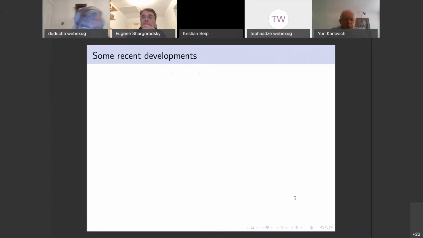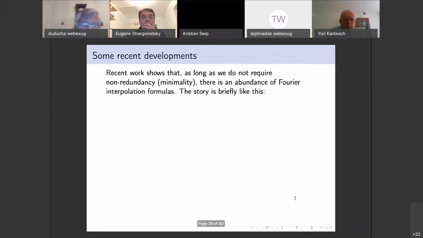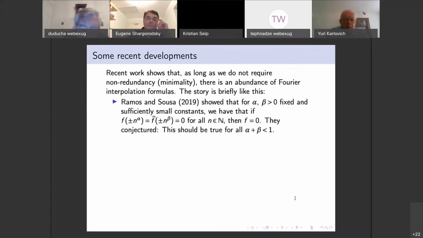Okay, so before I come to the main topic of the talk, which is to get zeta into the game, there has been some subsequent work on things like this. Basically what is known is that as long as you don't require minimality, as we have in the Radchenko Viazovska situation, there is an abundance of formulas like this. So I give you a very brief overview of what has happened during these last few years.